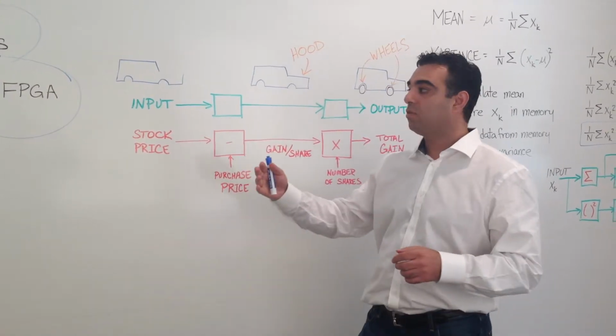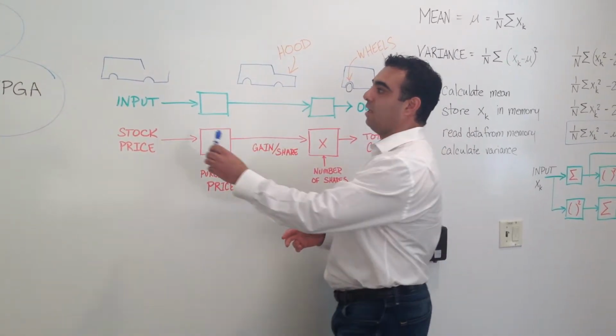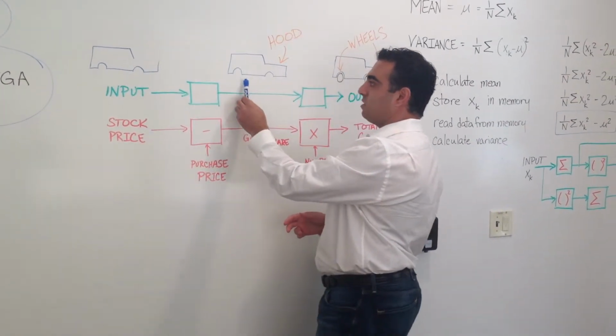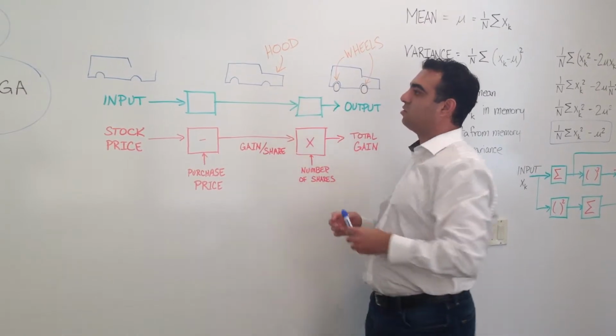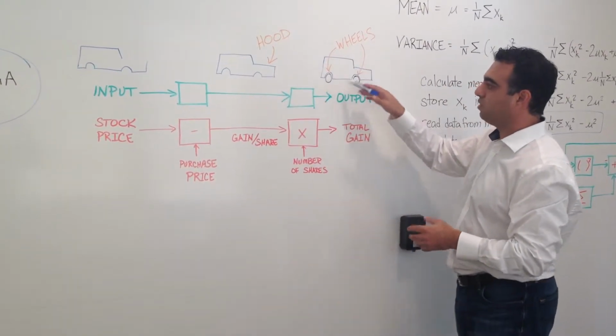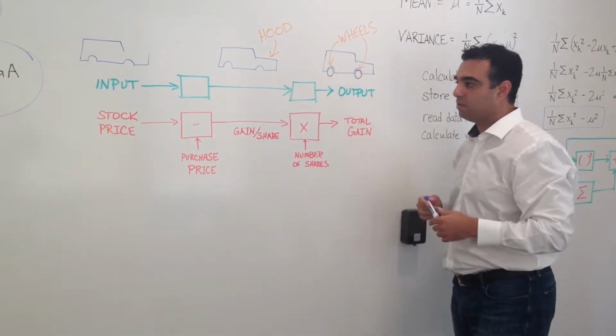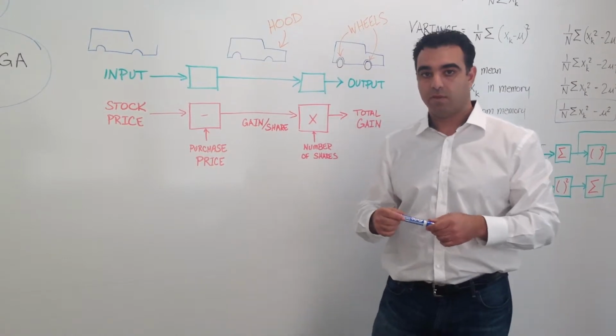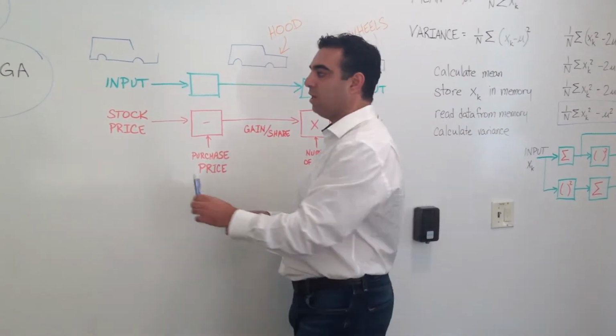An FPGA is similar to an assembly line in a factory where a car is being assembled, and from station to station, additions are being done. At this station, a hood is being installed, and at this station, wheels are installed, and at the end, the output is the final product. Much in the same way, a mathematical algorithm is performed in an assembly line in the FPGA.